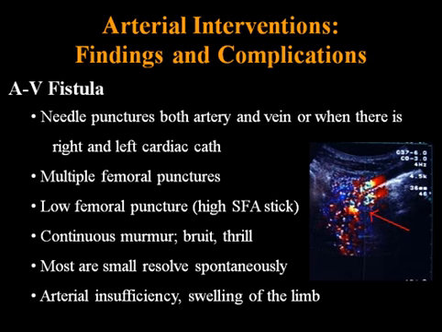AV fistulas tend to be small and often resolve spontaneously. Some of these will present with a continuous murmur if you put the stethoscope over the groin, or an audible bruit. If you put your hand over the groin, you may feel a palpable thrill. When they're large enough, they can result in significant arterial insufficiency or swelling of the limb. However, in my experience, we don't see this very often.